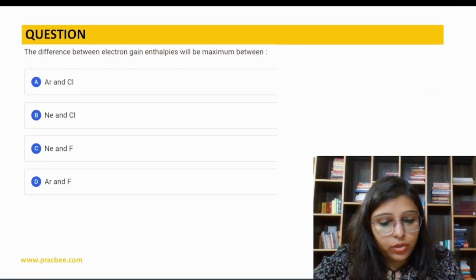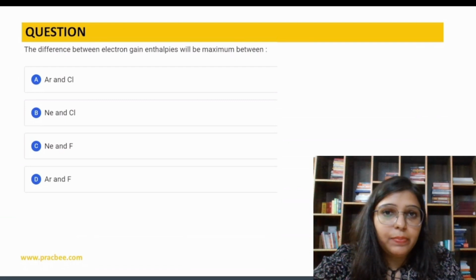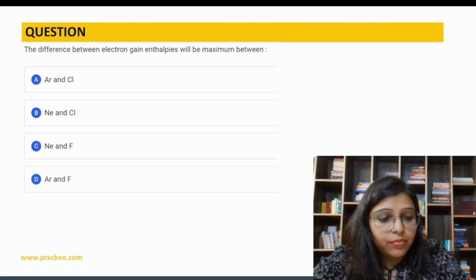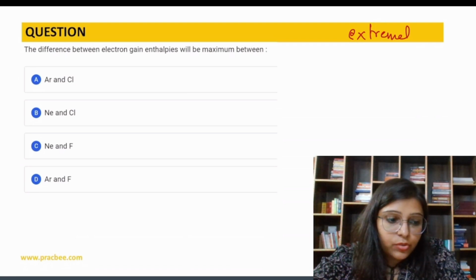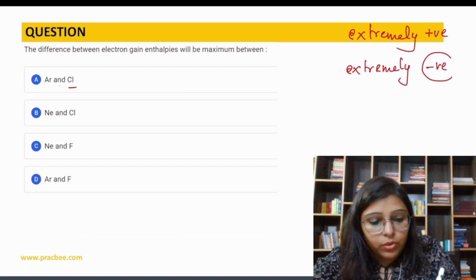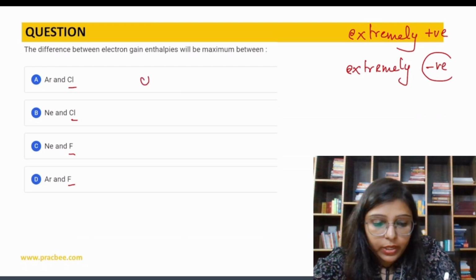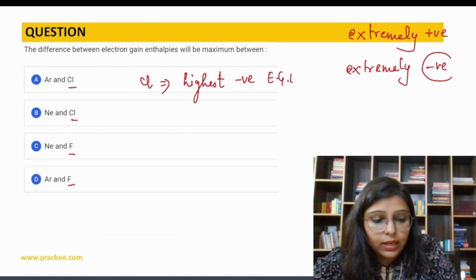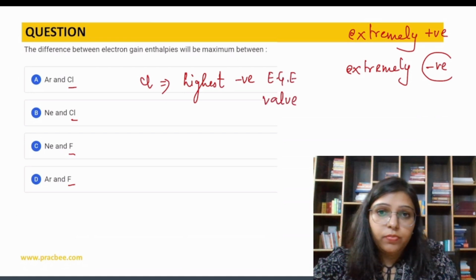Now let's do the next question. The difference between electron gain enthalpies will be maximum between. So the difference is highest if we have the electron gain enthalpy of one element extremely positive and another extremely negative. So see, chlorine has a very high, meaning the highest, negative electron gain enthalpy value, and it is positive for noble gases.